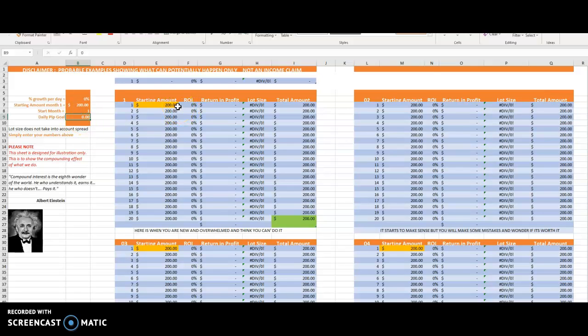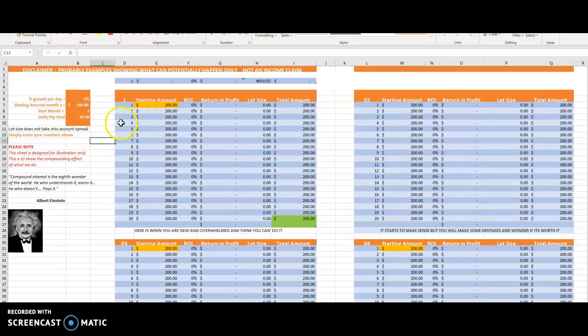What is a pip? A pip is a measure of how much the market moves. You can count it in dollars, but everybody's dollars are different. The Australian dollar is different from the euro. The euro is different from the yen. The American dollar is different from the Canadian dollar. So what we do is we do pips. Here's what we're looking at: 10 pips. That's all we're looking for, and a pip is not that much at all.